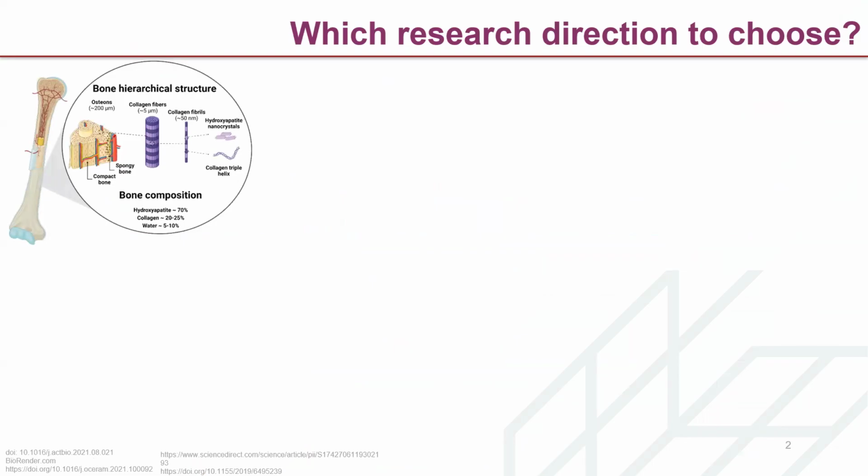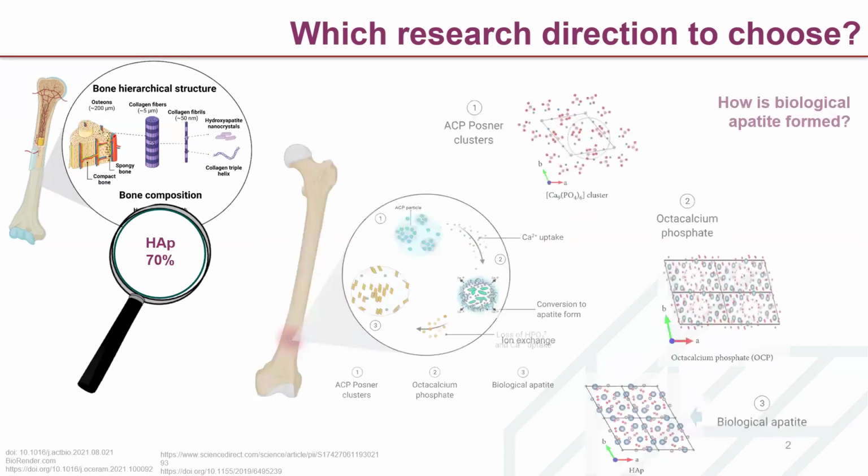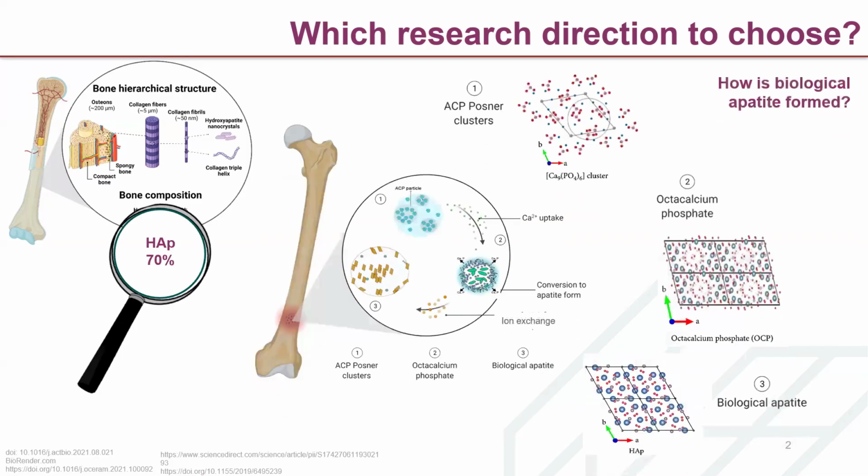As we all know, the inorganic part, which is almost 70%, is represented by non-stoichiometric hydroxyapatite. And the entire process of bone formation starts from ACP Posner clusters, which undergo calcium uptake, convert to octacalcium phosphate, which undergoes additional ion exchange, and finally transforms to biological apatite.